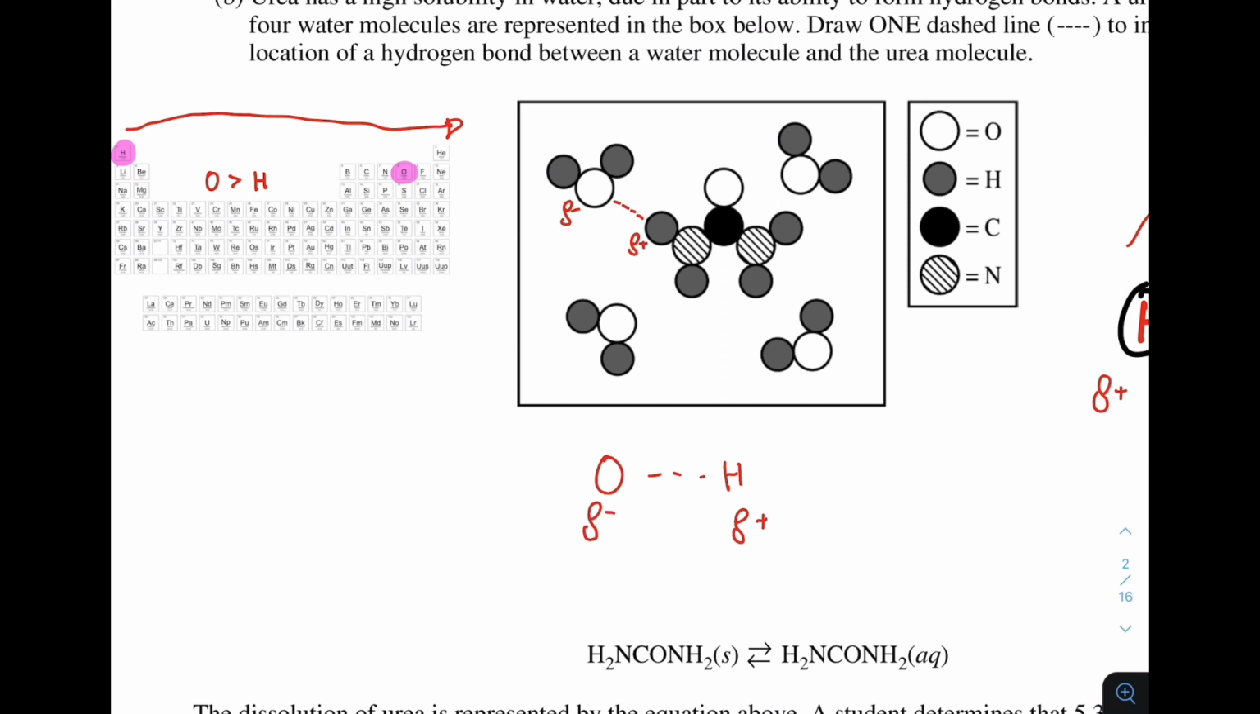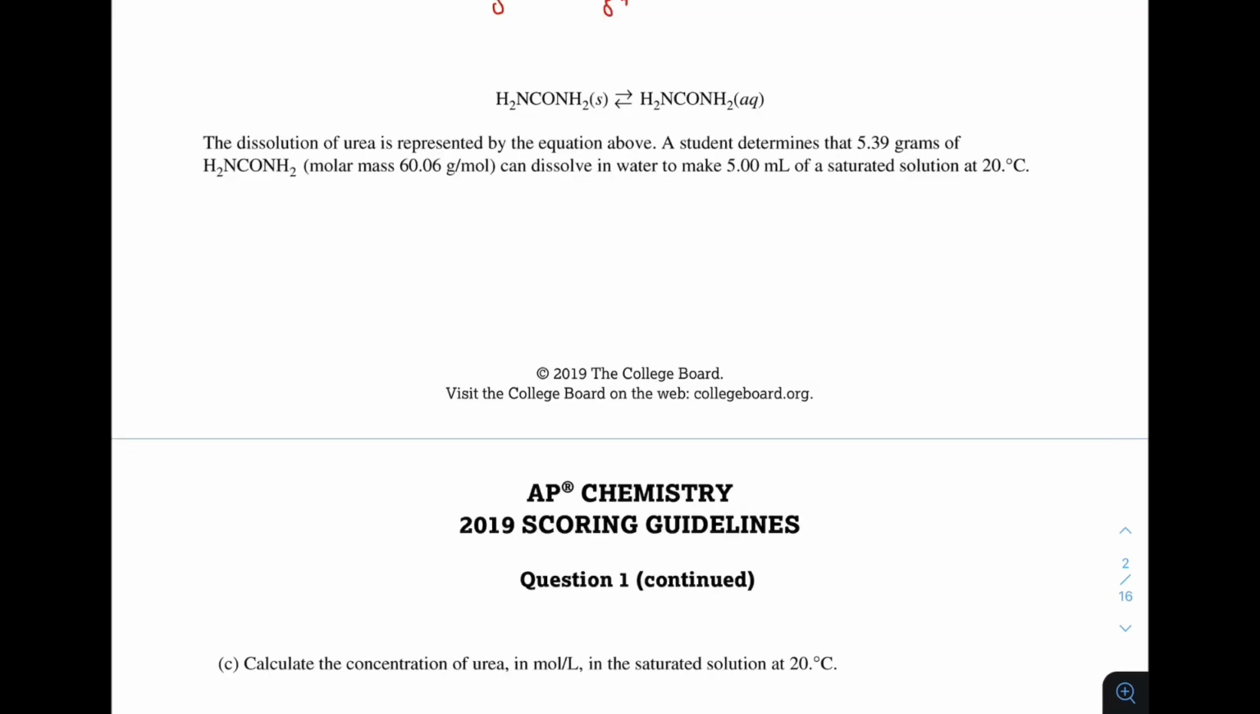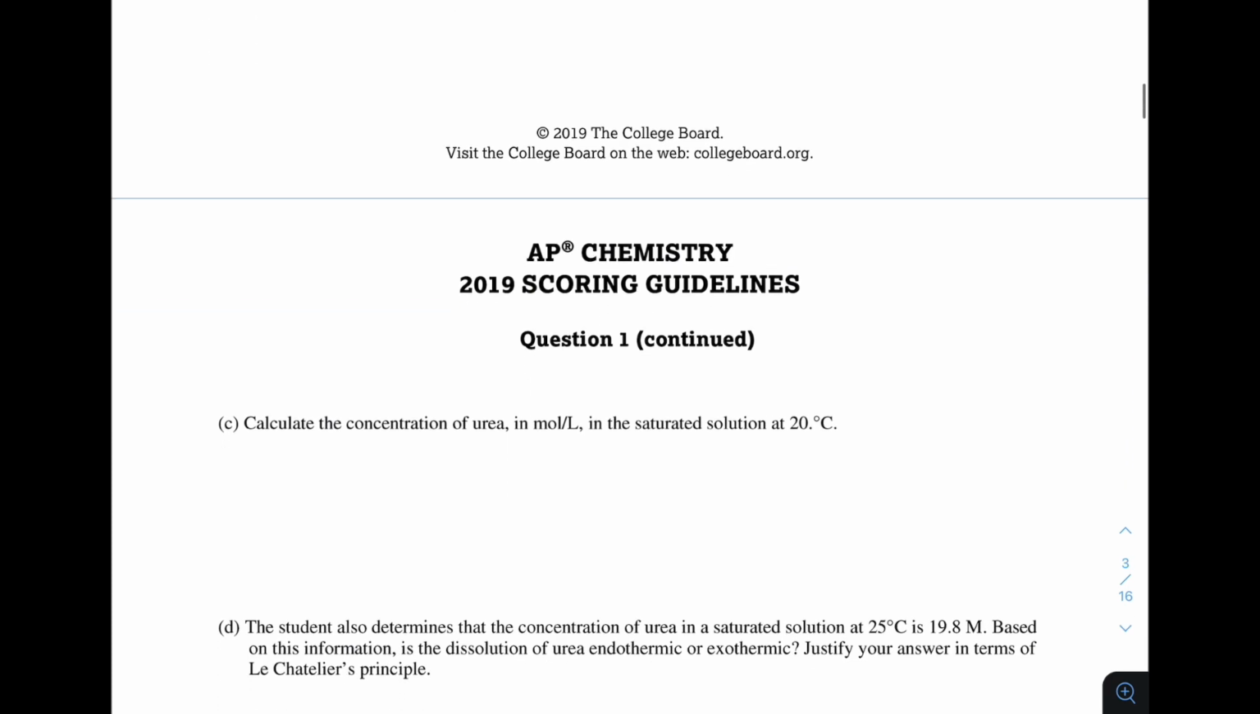For the next part of this question, we're told that the dissolution of urea is represented by the equation above. The student determines that 5.39 grams of urea can dissolve into water to make 5 milliliters of a saturated solution at 20 degrees Celsius. So for part C, we're asked to calculate the concentration of urea in moles per liter in the saturated solution at 20 degrees Celsius.